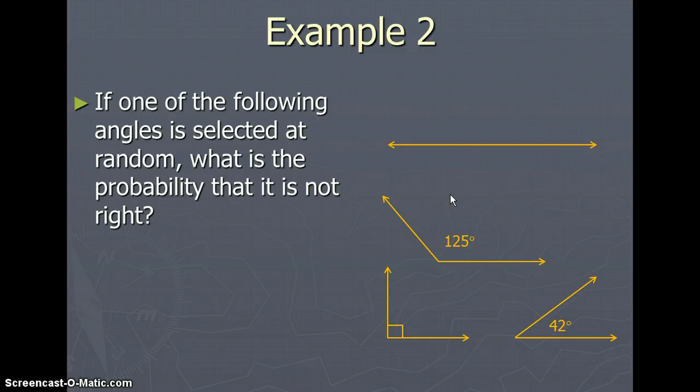Changing up the example, if one of the following angles is selected at random, what's the probability that it is not a right angle? So again, anything that isn't a right angle is a winner. So we go back to our straight angle, that's a winner. 125 is a winner. And 42 is a winner. So our probability of a not right angle is 1, 2, 3 winners out of 4 angles.